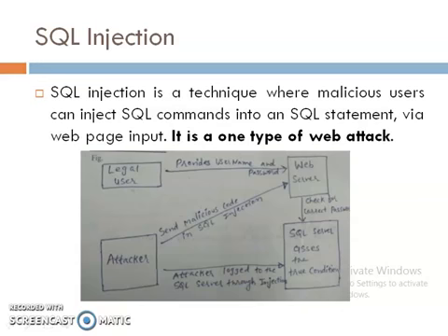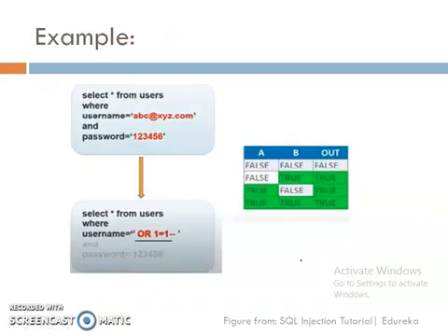Now how does that modified query, or malicious SQL injection, get access to the database? For that, take one example. Here one query is sent by the legal user: select star from user where username equals abc@xyz.com and password equals 123456. That is a legal query sent by the legal user to the web application, through the web server.